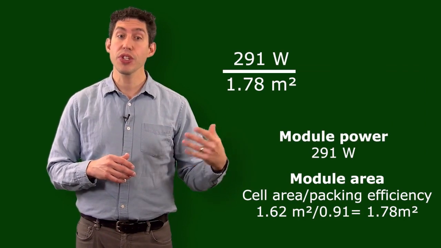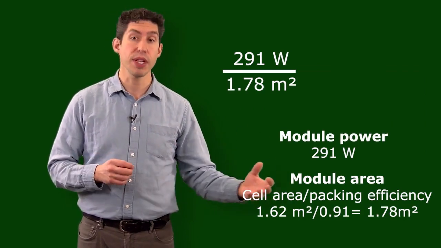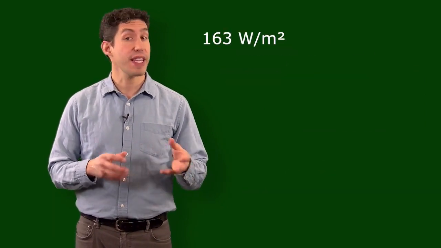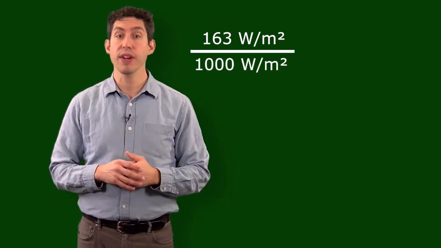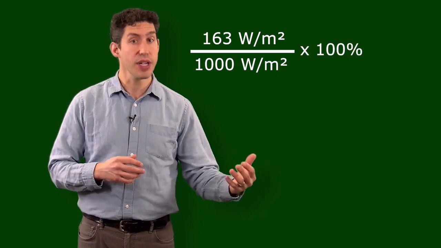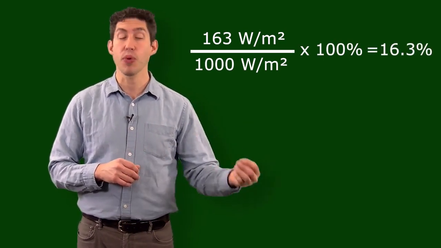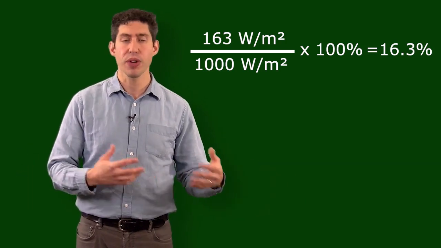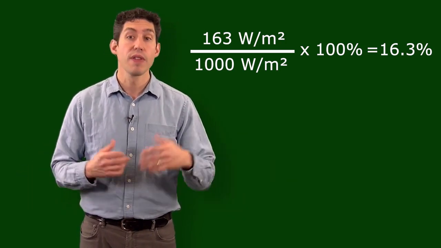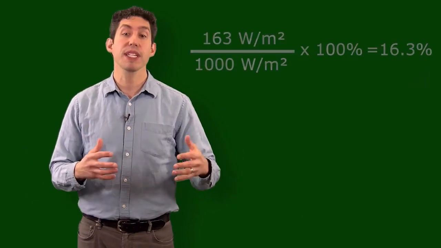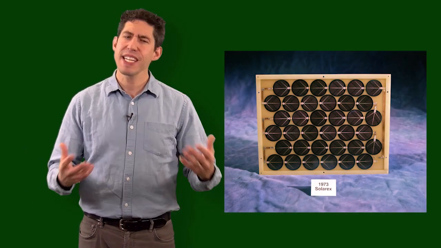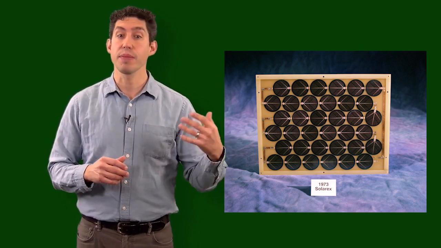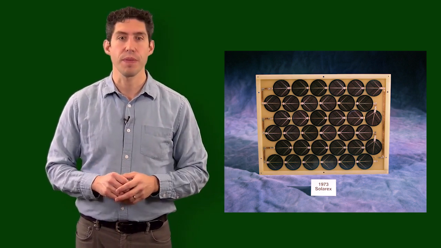This equates to 291 watts per 1.78 square meters, or 163 watts per square meter. Dividing that by the 1000 watts per square meter at STC and multiplying by 100 equals an efficiency of 16.3%. The efficiency dropped from 18 to 16.3, or roughly a 9% loss, from the cell to the module, simply because I'm using round cells. The take-home message is that measuring module efficiency needs to account for the area of the module, not just the solar cell.